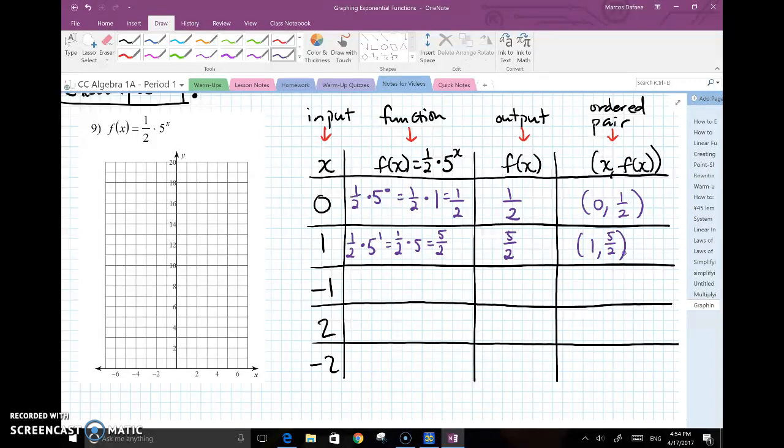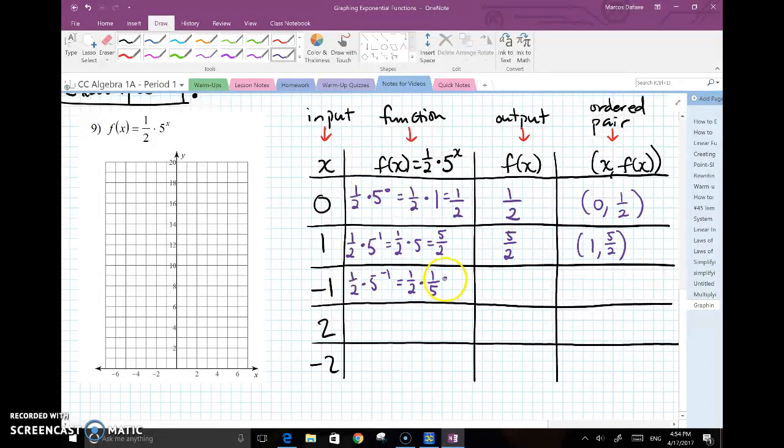Moving on, if your input is -1, it would be 1/2 times 5 to the -1 power. Remember that negative powers mean you do the reciprocal, so this is actually 1/2 times 1/5.